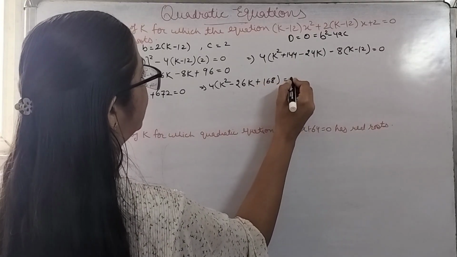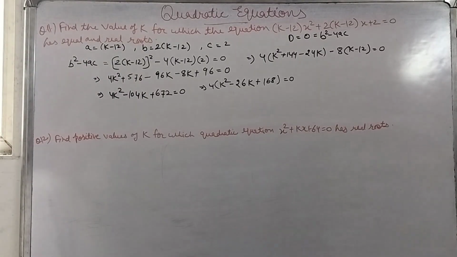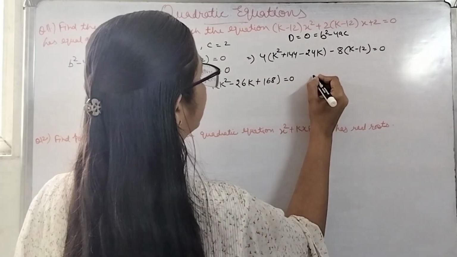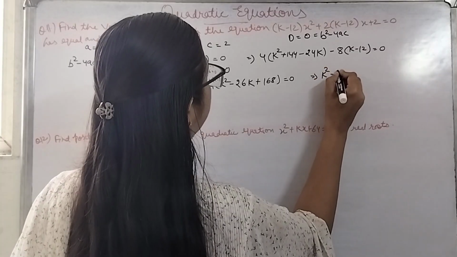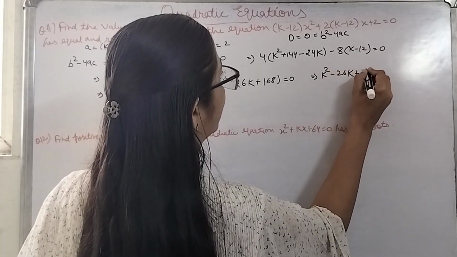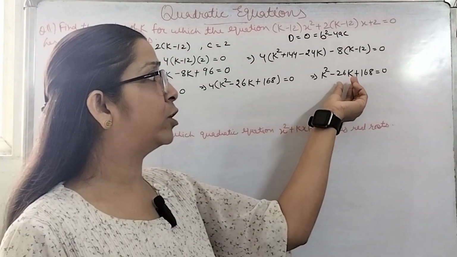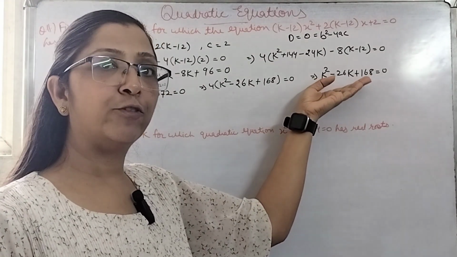It is equivalent to 0. So this is the equation now. Now because 4 cannot be equivalent to 0, your further equation will be k square minus 26k plus 168 equivalent to 0. Now we can solve this equation. We have to find the value of k from here.